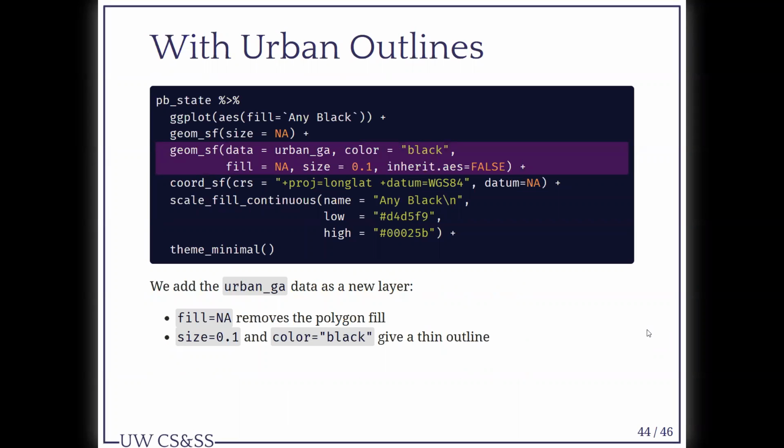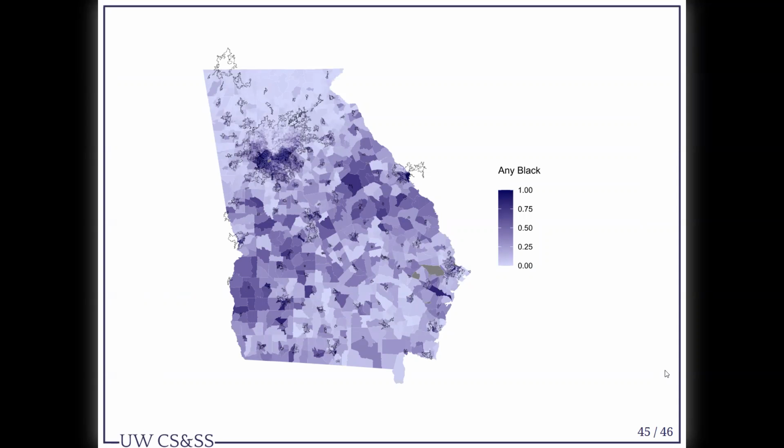So now what we can do is take our data and start making this plot and then add another geom-sf layer using the urban Georgia information we got from the tigris package and draw some outline, and then add this inherit.aes equals false so that it does not have the same aesthetics as were given up here. Okay. And now I'm not sure how well that comes up on the screen back there, but it draws an outline for all of the urban areas.